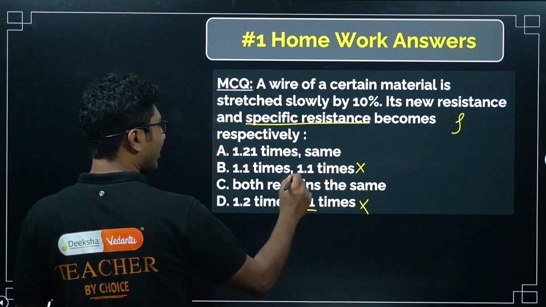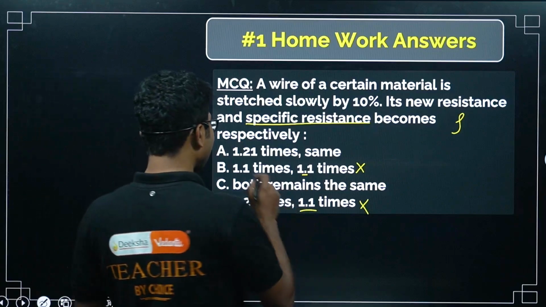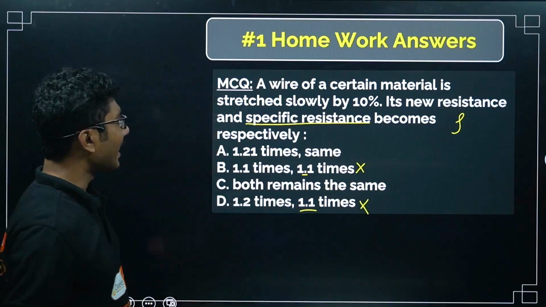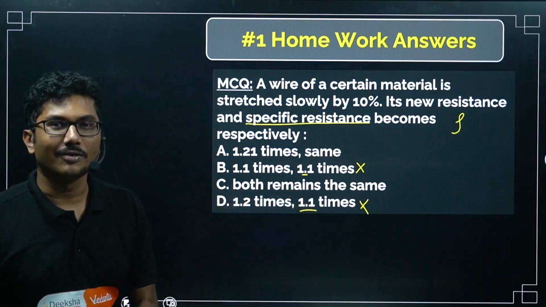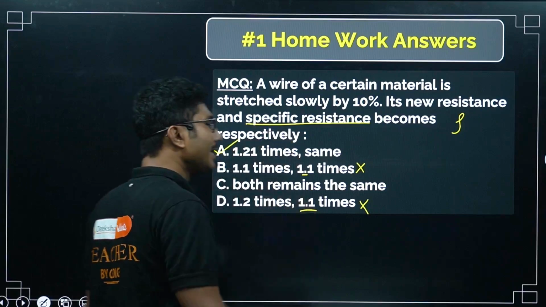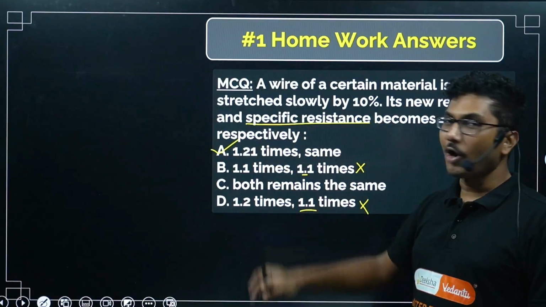So rho is not changing. Here they have said it will be 1.1 times, so that is not happening. The only thing you have to be careful about is which one is changing. So "both remain the same" is obviously not correct. So without reading the whole question, without doing any mathematics, you can simply answer option A.